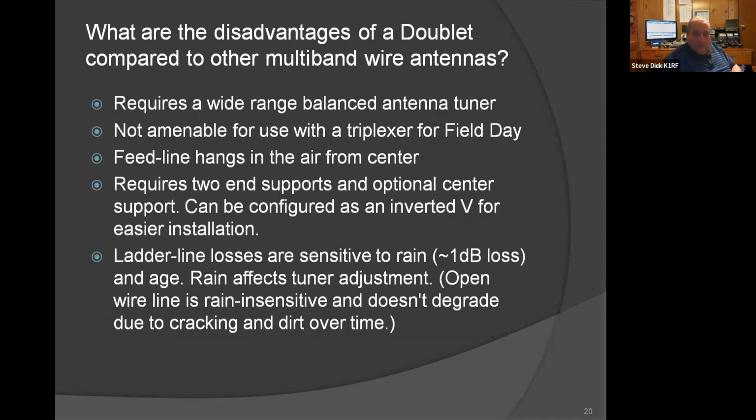What are some of the disadvantages of a doublet compared to other multi-band wire antennas? Well, you need a wide range balanced antenna tuner. It's not amenable for use with a triplexer, so you can't share it too easily with multiple rigs. The feed line hangs in the air from the center, which is mechanically not nice. You need 2 end supports, possibly a center support. It can be configured as an inverted V for easier installation. And as someone mentioned, feed line losses are sensitive to rain and age. Rain affects the tuner adjustment, and that can be problematic. Open wire line is rain insensitive, so that's better.